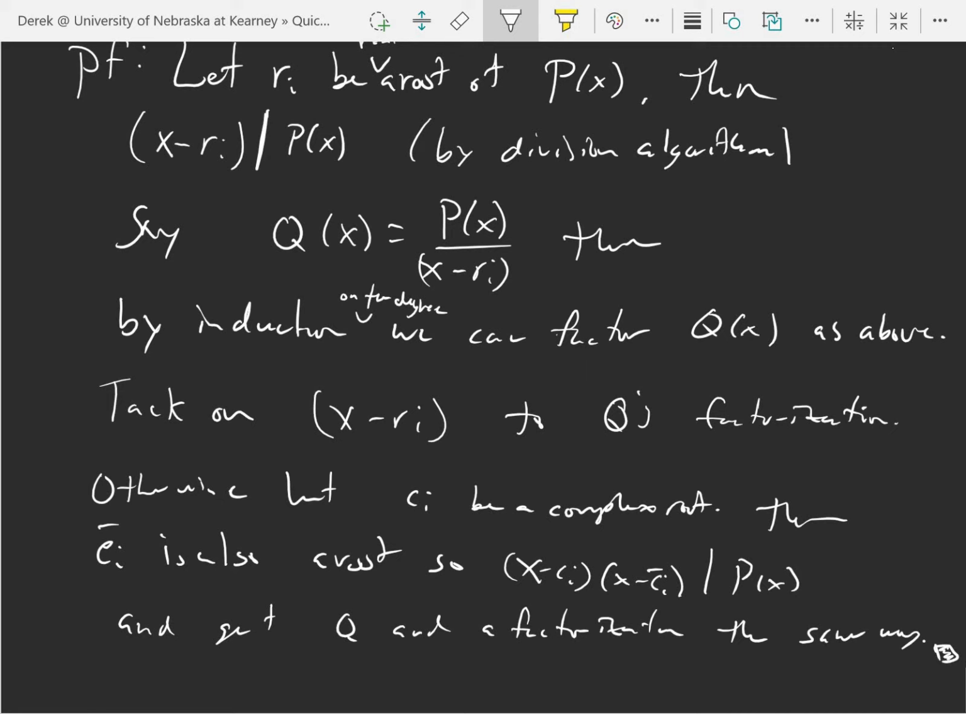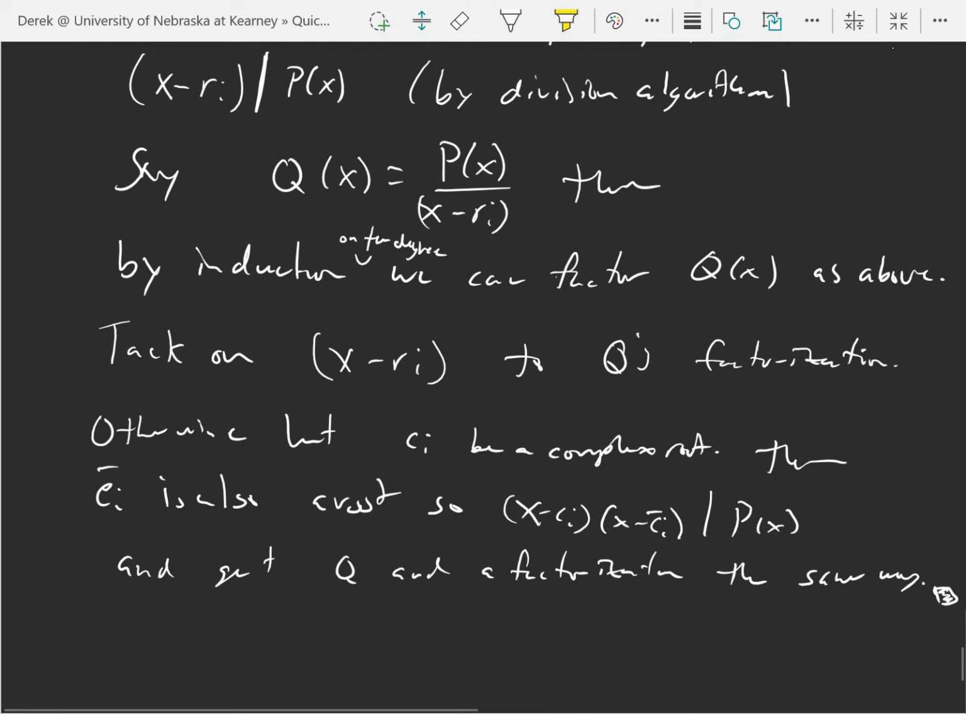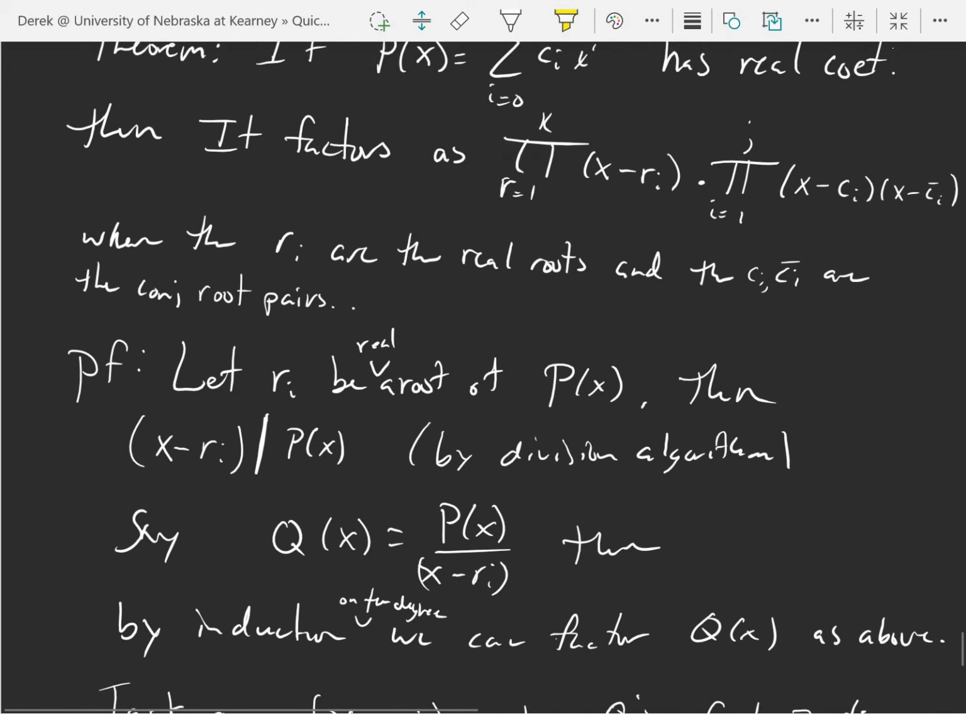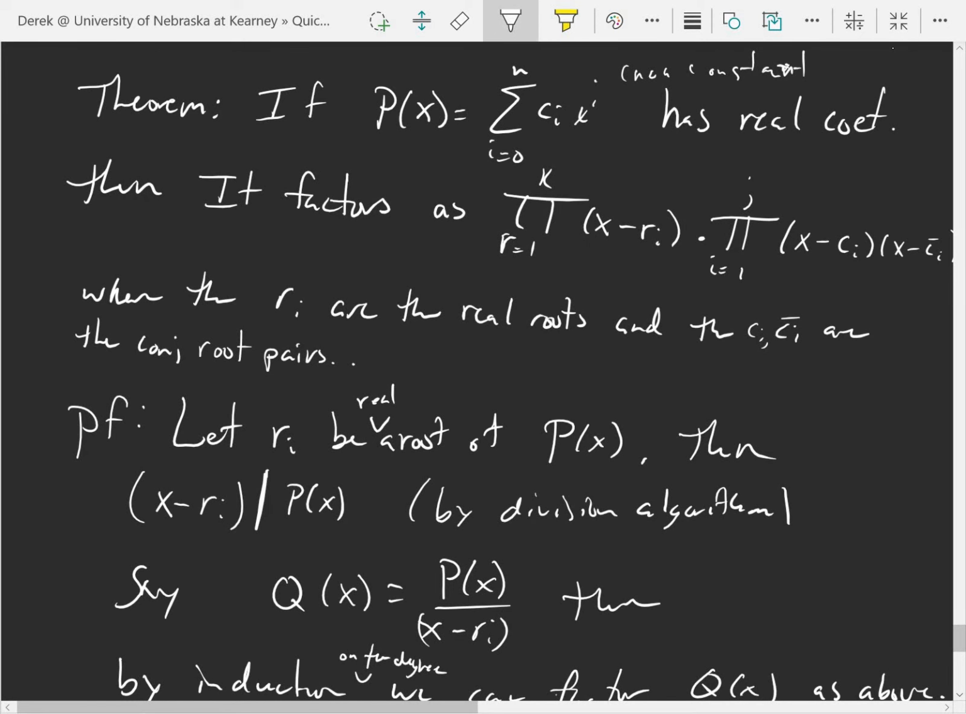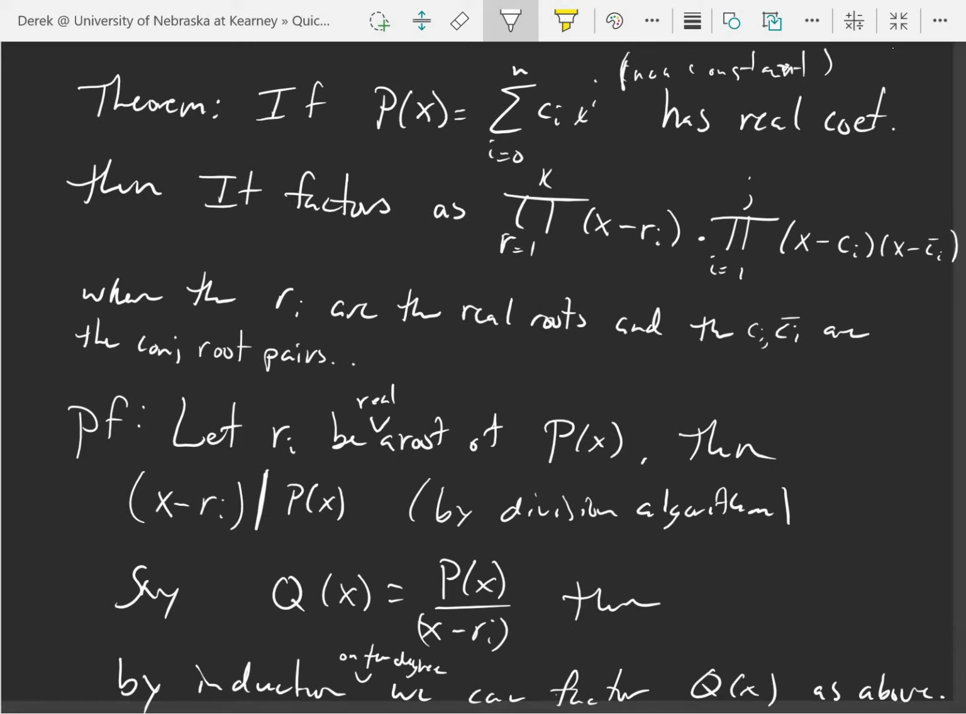Okay. I should say that if you want to factor a degree 1 polynomial, you just have the degree 1 polynomial. So the induction gets started with degree 1 being a linear polynomial, and a line always has a root as long as it's not constant. And maybe I should say that in the theorem, p of x has real coefficients and is non-constant, but that's sort of a trivial case.